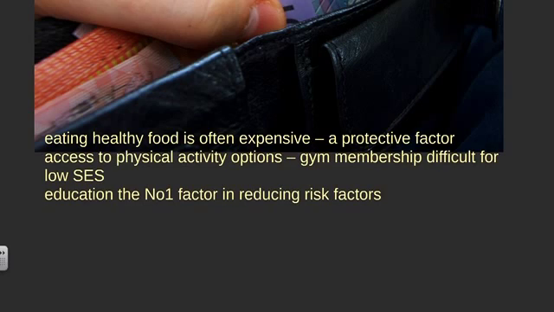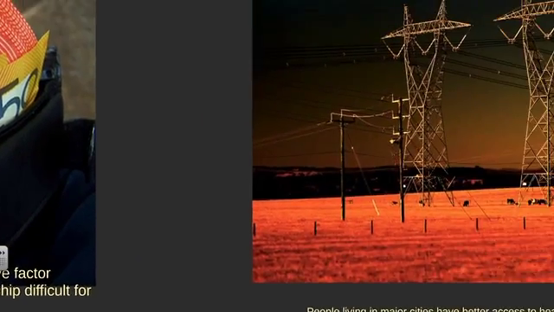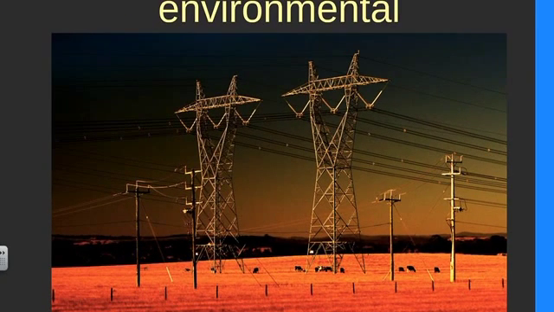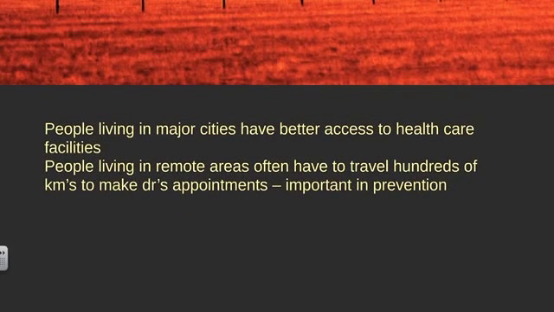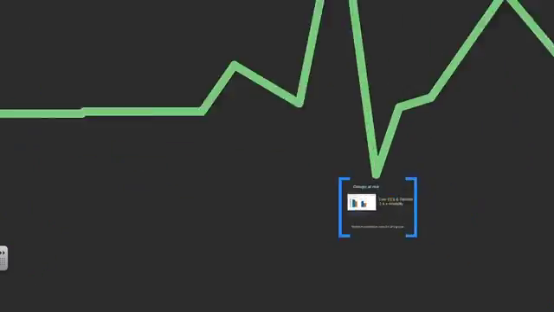Number one thing in terms of reducing cardiovascular disease is considered low education. It's been proven that people of low socioeconomic status just make poorer health decisions. So they suffer higher cardiovascular rates than the rest of the population. Environmental determinants. We'll pick on people here living, unfortunately, in remote areas of the country. They just have less access to healthcare facilities. So they often have to travel hundreds of miles to make doctor's appointments, which is important in prevention.